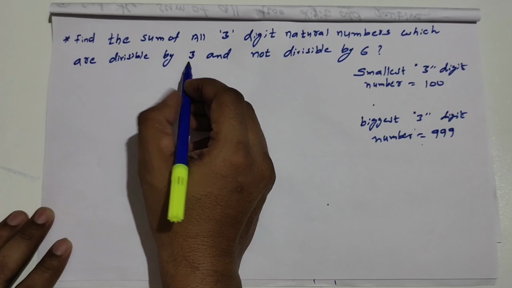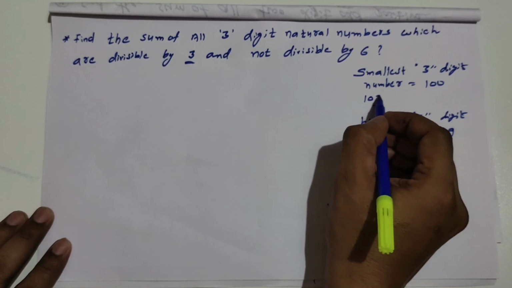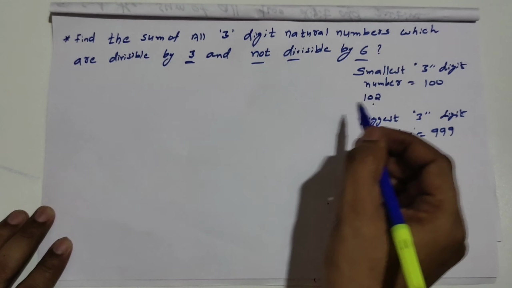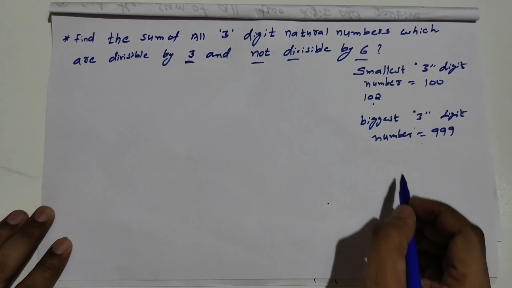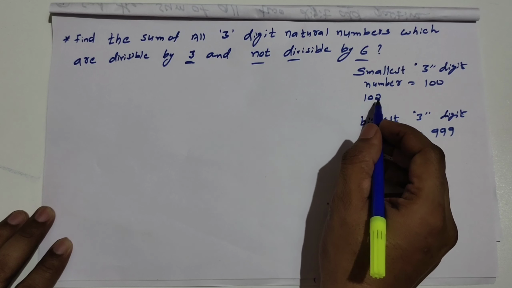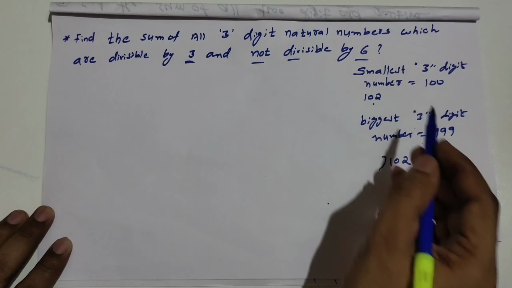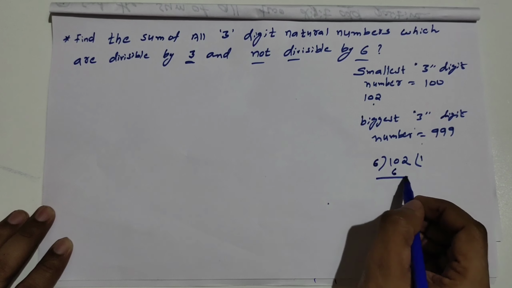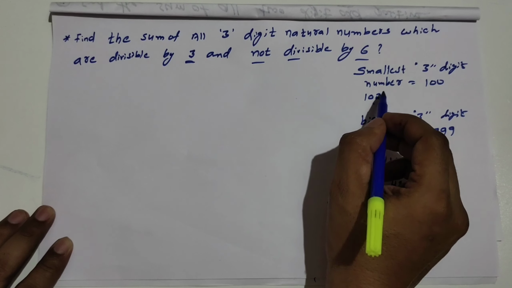After 100 we have to select the numbers which are divisible by 3, that is, multiples of 3. So first let us select 102. But one more thing is given: it is not divisible by 6. The number should be divisible by 3 but not divisible by 6. So let us check whether 102 is divisible by 6 or not. It is divisible by 3, as 1 plus 0 plus 2 is 3, and 3 is divisible by 3. Then by the divisibility rule of 3, 102 is divisible by 3. But now check whether it is divisible by 6 or not: 6 1s are 6, 6 7s are 42. So it should not be considered.